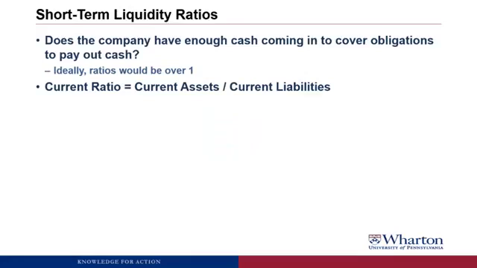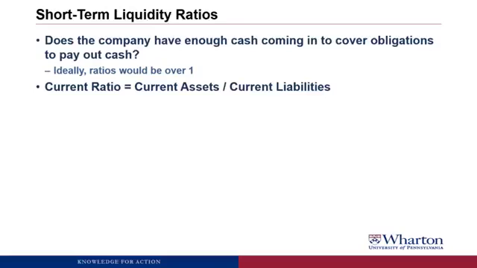A drawback to the current ratio is that not all of those current assets are going to turn into cash. As we've seen, some of those current assets are going to be things like prepaid expenses, prepaid rent. That's not going to turn into cash. That's not going to help us pay our liabilities. Some of these current assets are inventory, which is not that liquid because you have to go out and sell the inventory and then wait to collect on the receivables before it turns to cash.